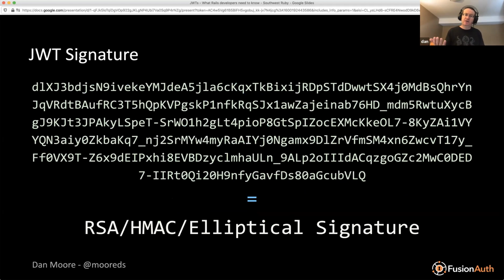And then here's the JWT signature. And this is going to be one of the commonly used algorithms: elliptic curve cryptography, RSA, symmetric signing with HMAC. You typically aren't going to care too much about the signature other than to make sure it's there and then to verify that it corresponds to the body of the JWT.